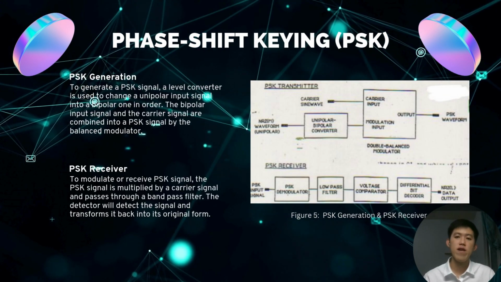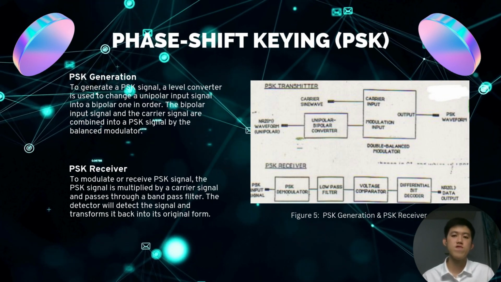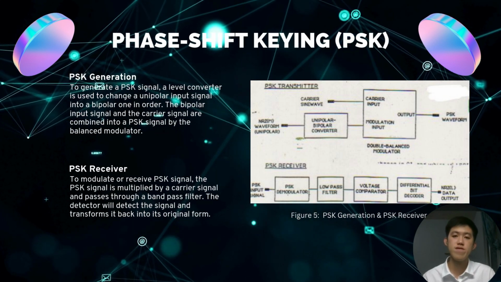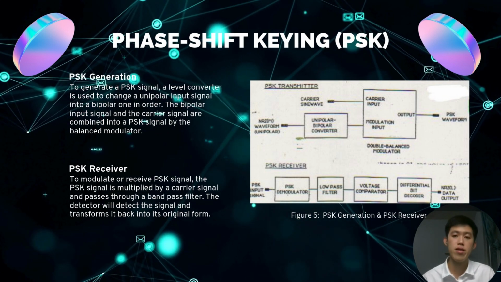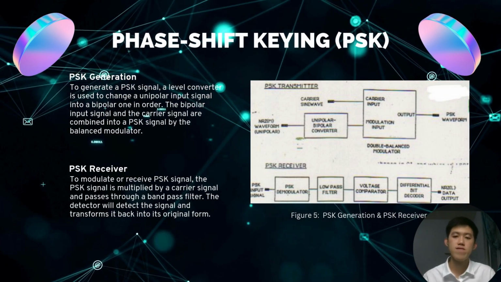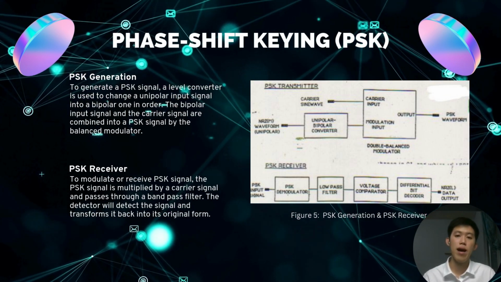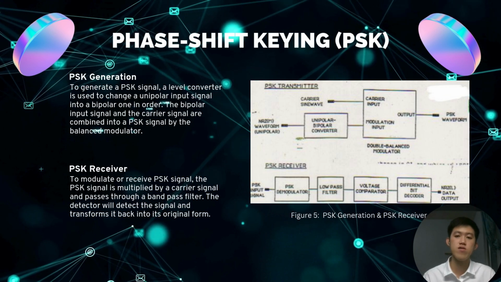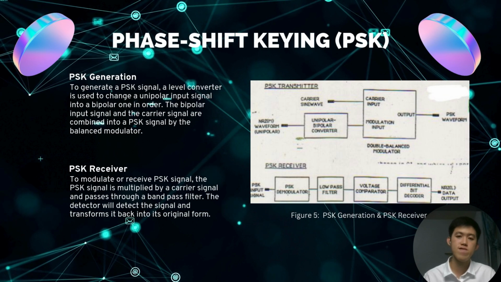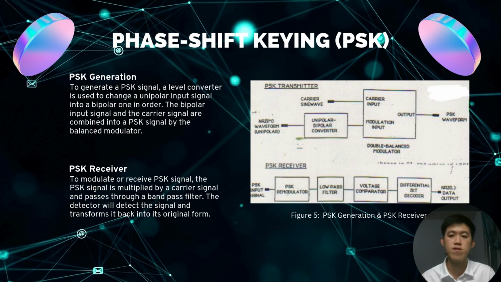Okay, in PSK we have generation and receiver. To generate a PSK signal, a level converter is used to change a unipolar input signal into a bipolar one. The bipolar input signal and the carrier signal are then combined into a PSK signal by the balanced modulator. And for the PSK receiver, to demodulate or receive the PSK signal, the PSK signal is multiplied by a carrier signal and passes through a band pass filter. And the detector will detect the signal and transform it back into its original form. You can see the example over here in this figure, PSK generation and PSK receiver.